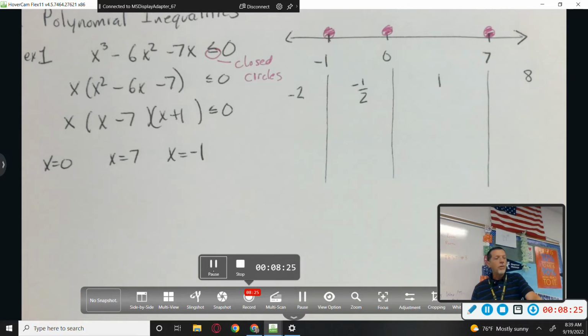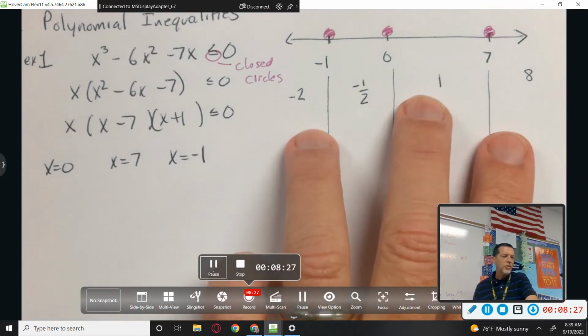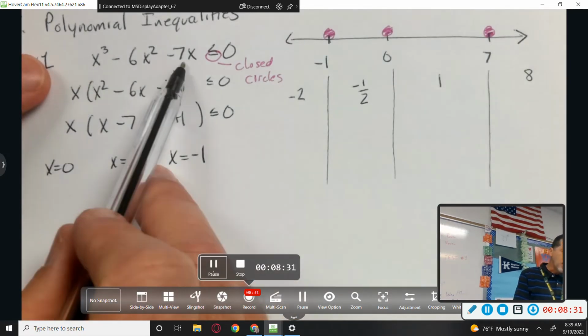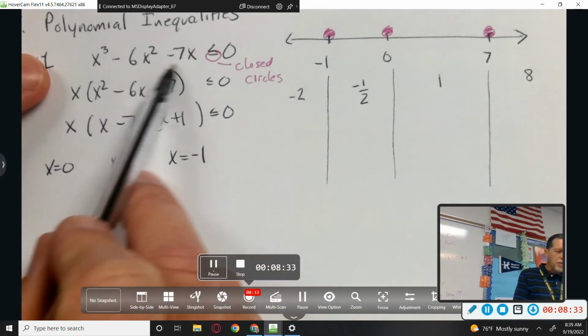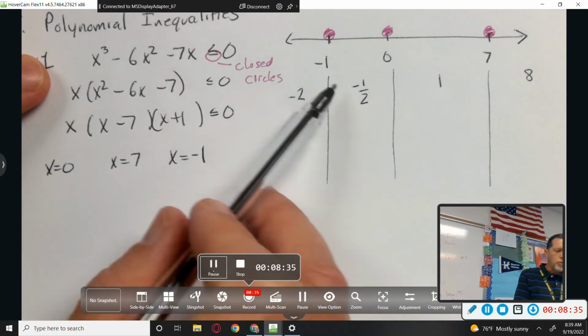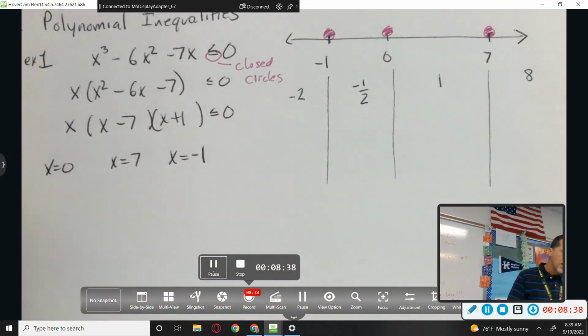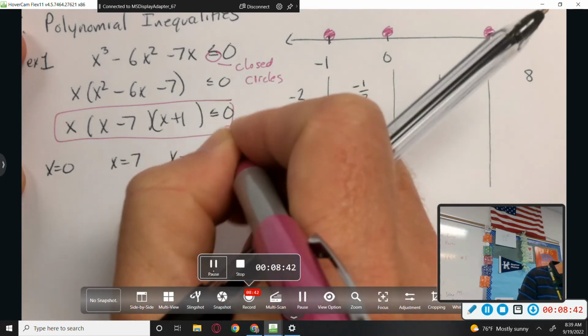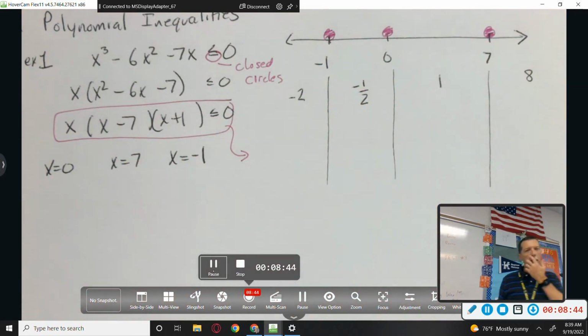All right, now those are our test values. We can either test them in the original, but that would kind of be a pain because I don't really want to cube 1/2 and keep up with signs. So if you test them into the factored form, life gets a little bit easier. I'd say a lot easier.